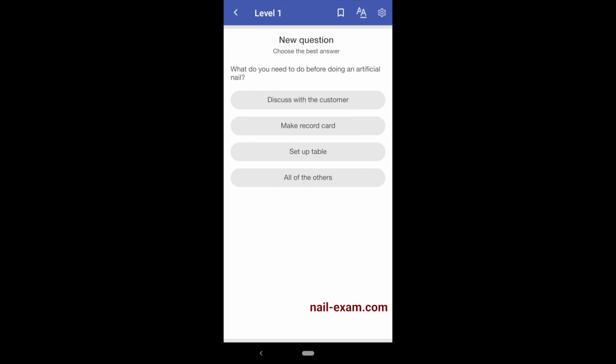What do you need to do before doing an artificial nail? Answers: A. Discuss with the customer. B. Make record card. C. Set up table. D. All of the others. The answer is D.